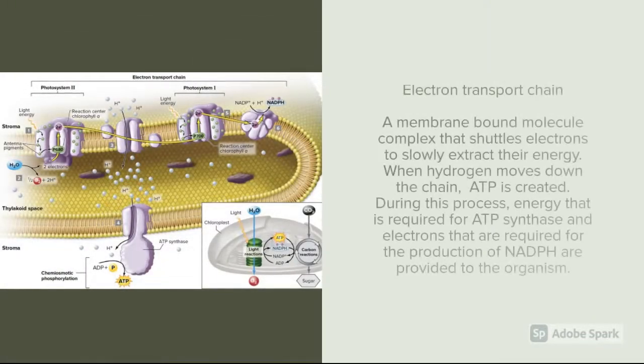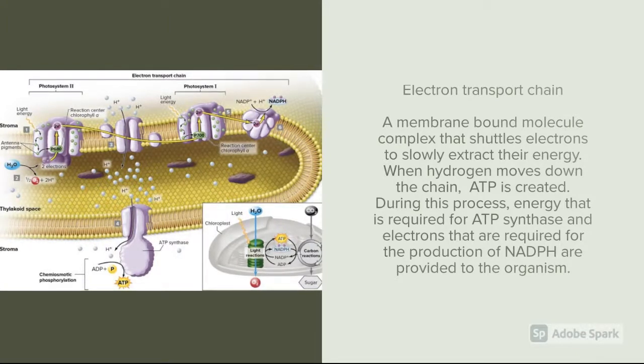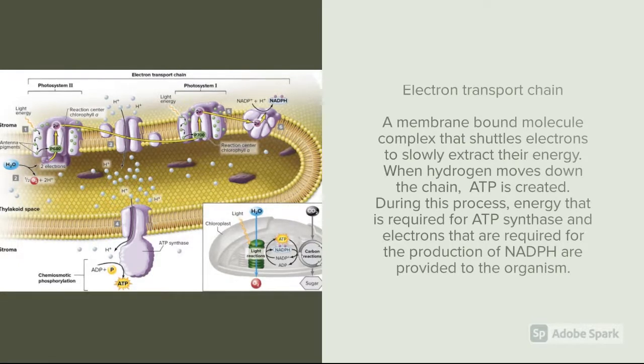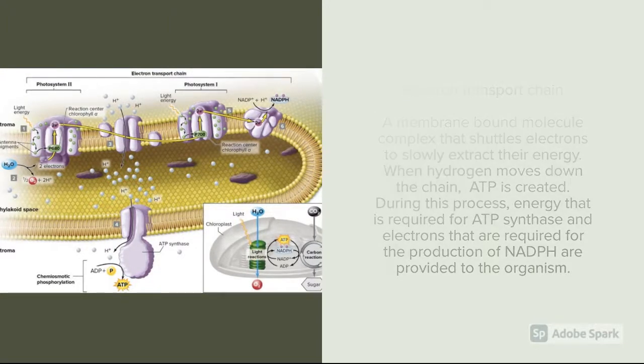The electron transport chain is a membrane-bound molecule complex that willingly gives up electrons to withdraw their energy. As hydrogen moves down the electron transport chain, the molecule ATP is produced. During the chain, energy that is needed for ATP synthase and electrons needed for NADPH to be produced are given to the organism.